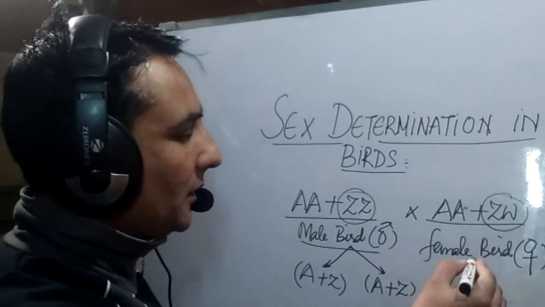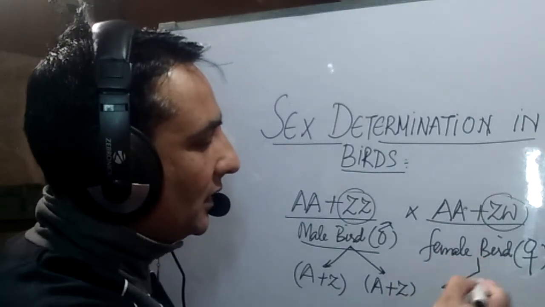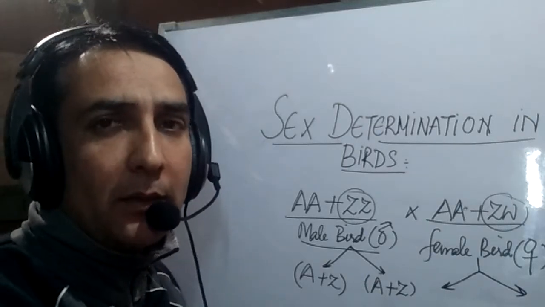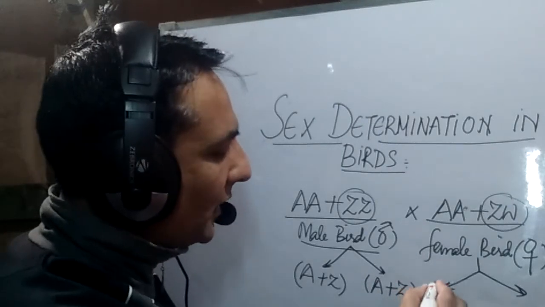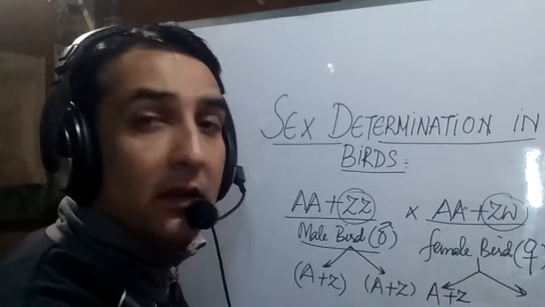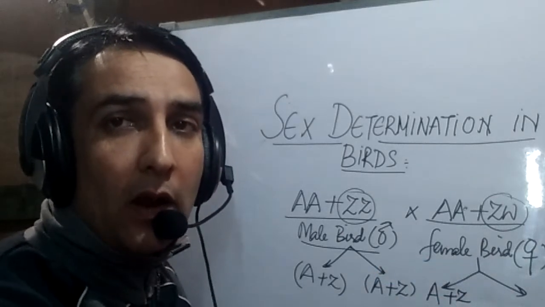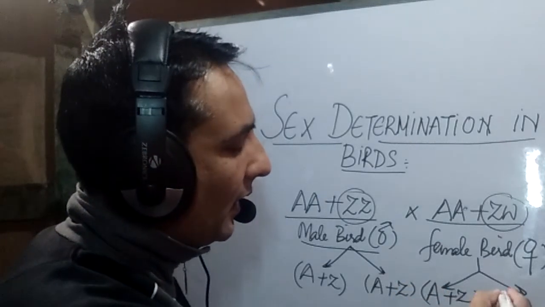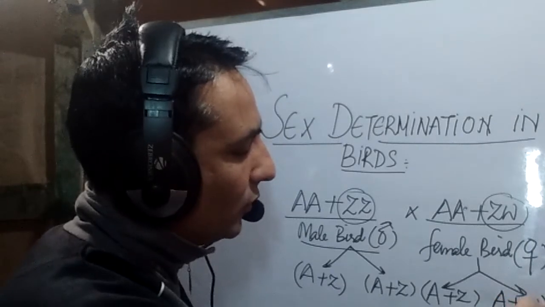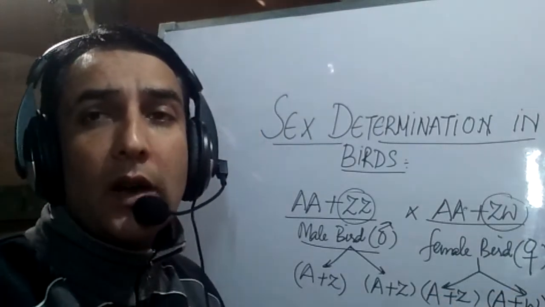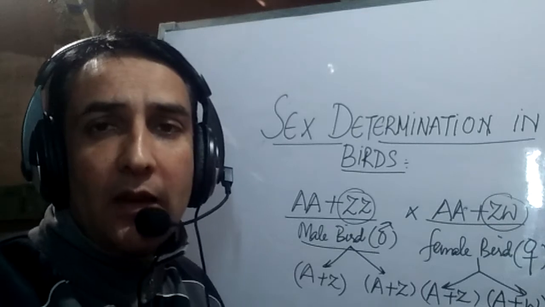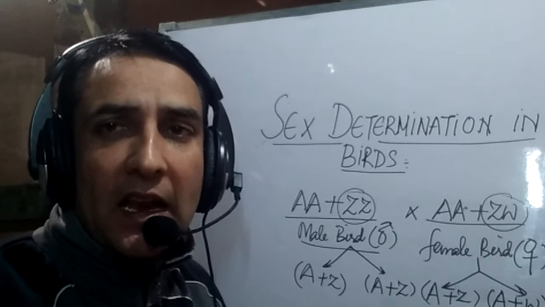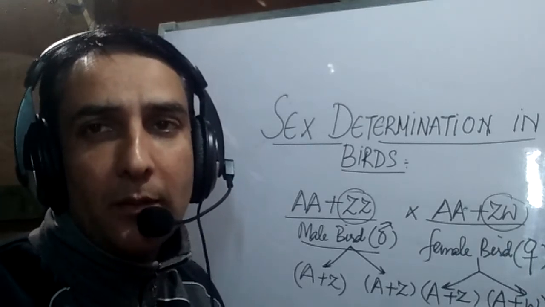After that, if we see in case of the females, what will happen during the gametogenesis? There will be two types of ova formed in case of the females. The one with A plus Z means one ovum will have autosomes plus Z sex chromosome, and another will have autosomes plus W chromosome. So there are two types of ova formed in case of the avian females, and this is known as female digamety. Again, this condition is opposite to that of the mammalian females.